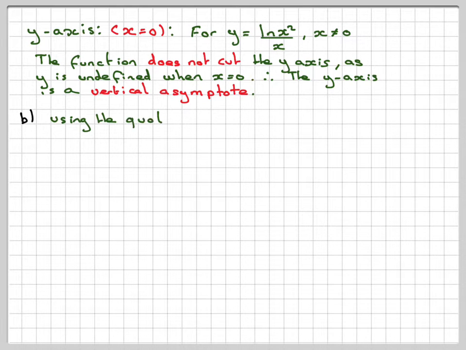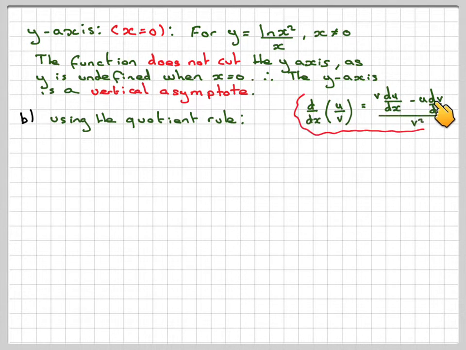For part B, we use the quotient rule, because here we have a quotient u over v, and d/dx of u over v is v du/dx minus u dv/dx, divided by v squared. This is something that you really should learn and should be able to roll off your head.